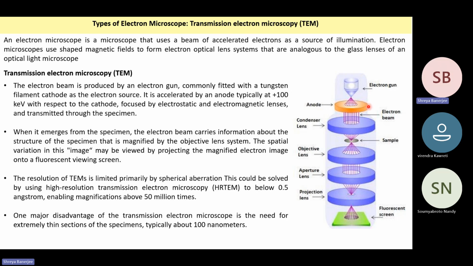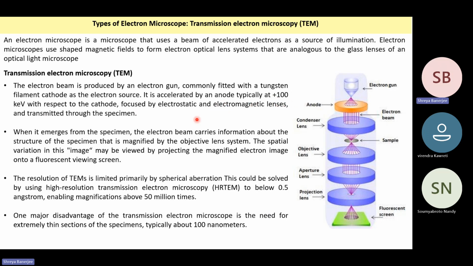So you have an anode with a positive charge. The negatively charged electrons emitted will be accelerated towards the positively charged anode, typically at a potential difference of 100 kiloelectron volts with respect to the cathode. And then you have electrostatic and electromagnetic lenses.